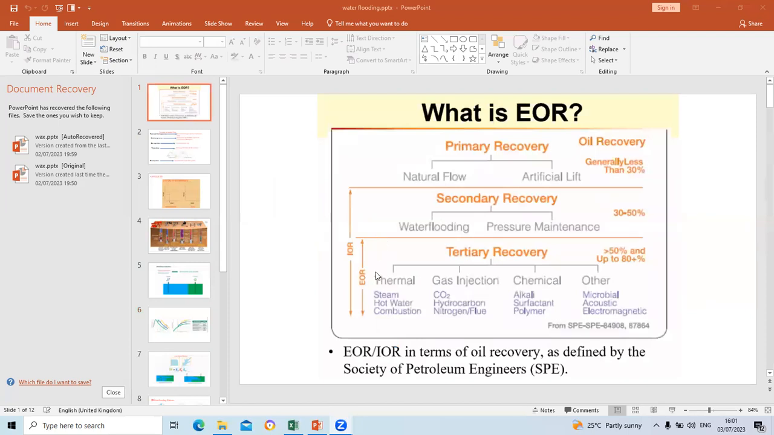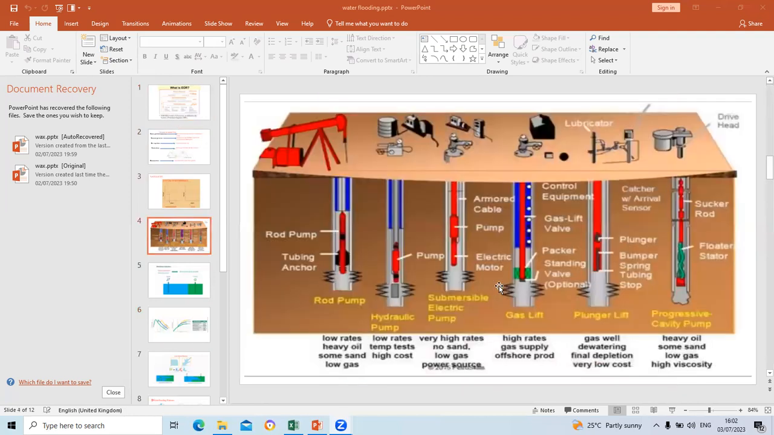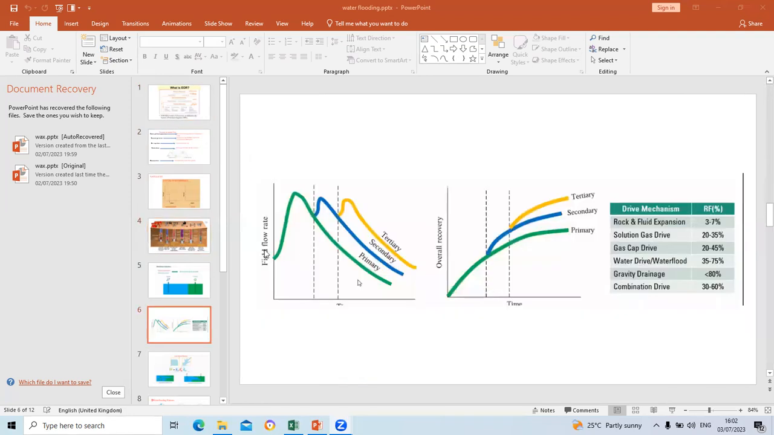These other methods are the thermal method, the gas injection, and the chemical methods. We also have microbial activity, where they might send some microorganisms into the reservoir to eat up the hydrocarbons and reduce them from very large chain hydrocarbons to smaller chain hydrocarbons. Our essence here is not to talk about enhanced oil recovery anyway, so let's move ahead.